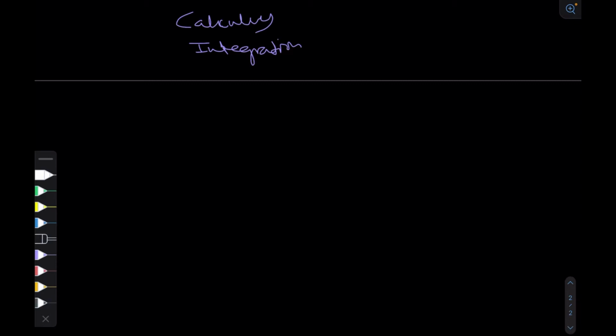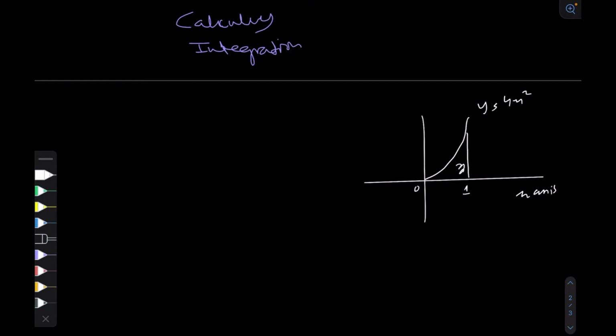Right. So, starting off, let's say there's some graph y equals 4x squared. And by now you would already know how to get the area under the graph bounded by the x-axis, right? That would be just your normal integration. So if you want to find the integral for this region, you just integrate it from 0 to 1 and that would give you this area, right?